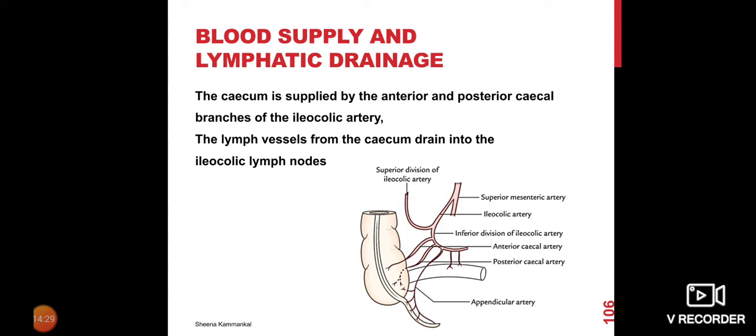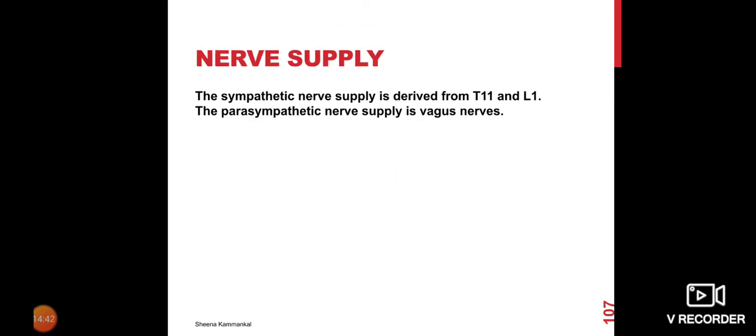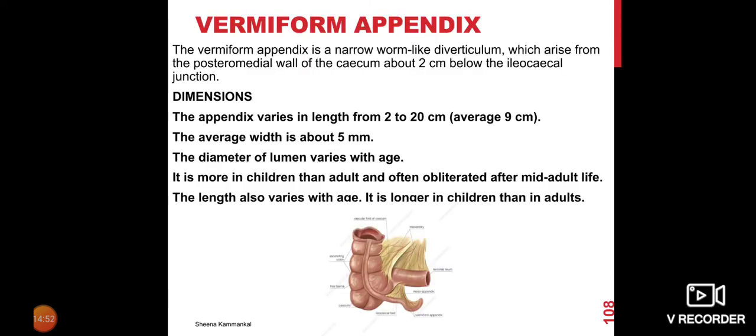Regarding the blood supply and lymphatic drainage, the cecum is supplied by the anterior and posterior cecal branches of the ileocolic artery. Lymph is drained by the ileocolic lymph nodes. Ileocolic artery, ileocolic vein, ileocolic lymph nodes. Nerve supply is nothing but the sympathetic and parasympathetic, because all the visceral organs are supplied by the sympathetic and parasympathetic.